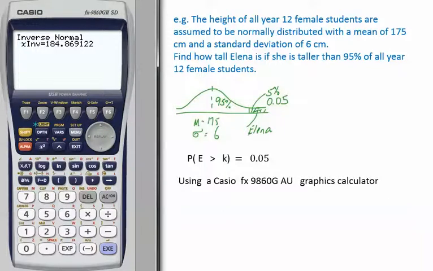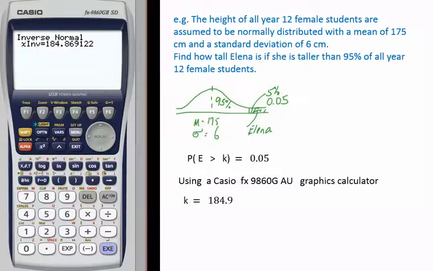we find out that that probability holds for a score of 184.86 and beyond. So k is 184.9 rounded off to 1 decimal place. In other words, we can say that Alina is at least 184.9 centimetres tall. And of course, it's Alina, not Helena.